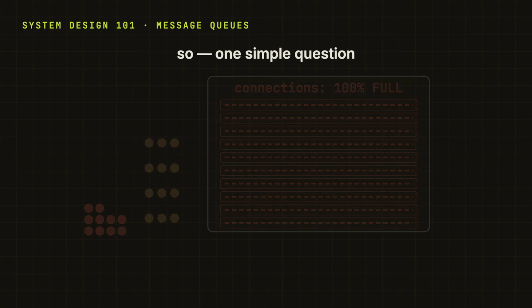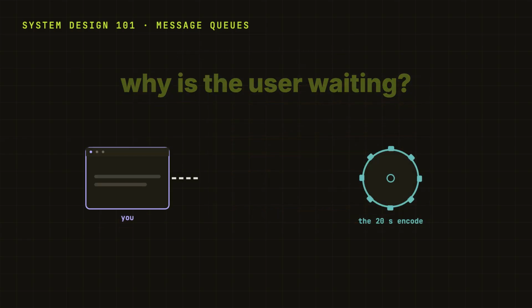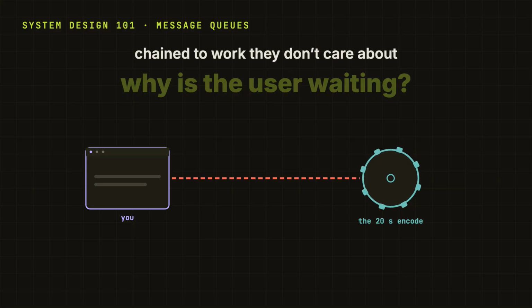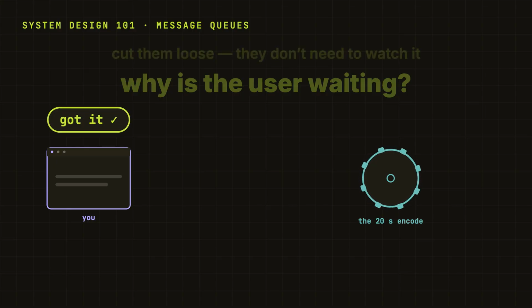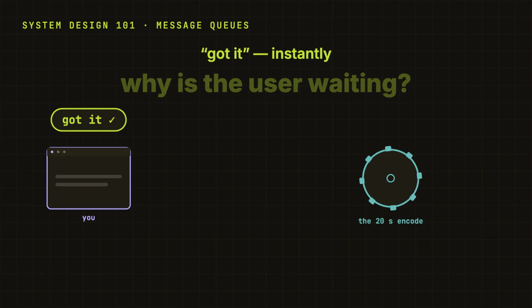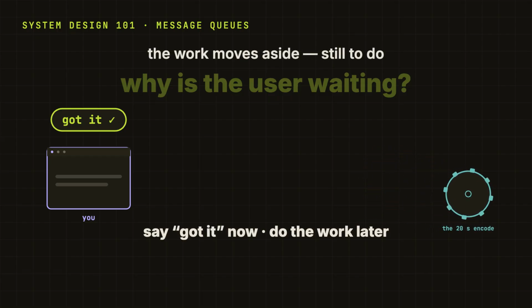So here is the question that fixes all of it, and it is almost embarrassingly simple. Why are we making the user wait at all? Like, does the user actually need to sit there and watch their video encode? No, they just need to know we got it and that we will handle it. So what if we could just say got it instantly and do the slow work afterwards, after they have already moved on with their day?